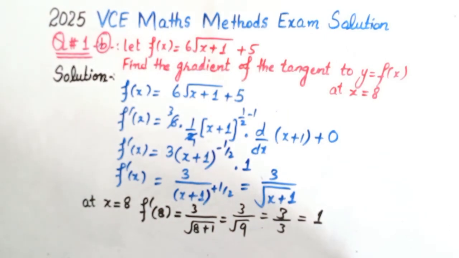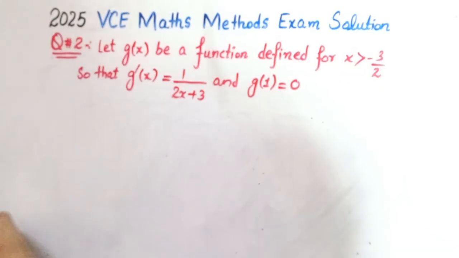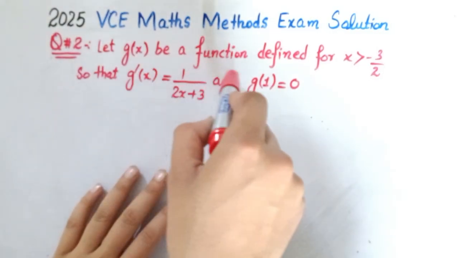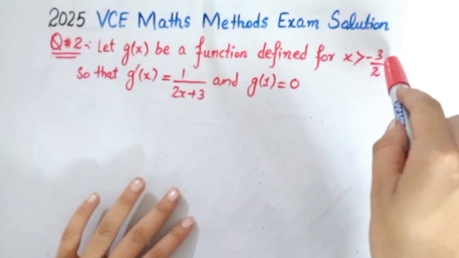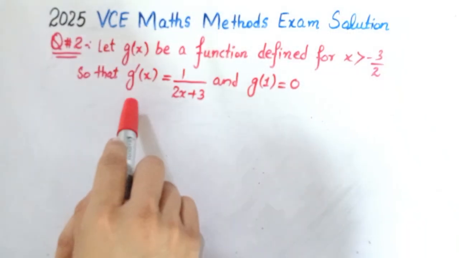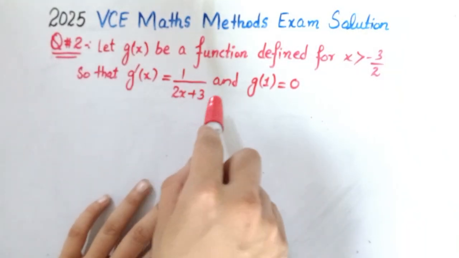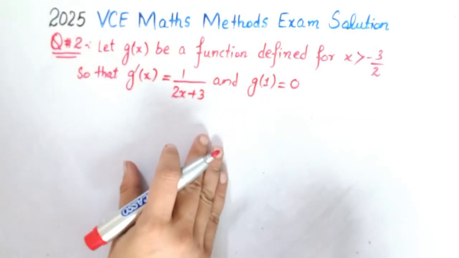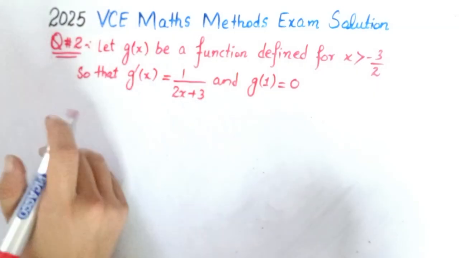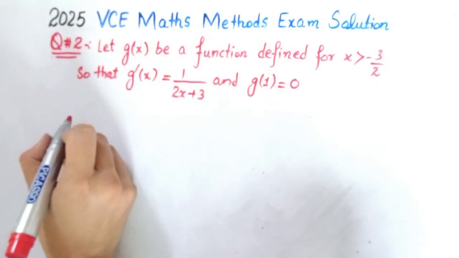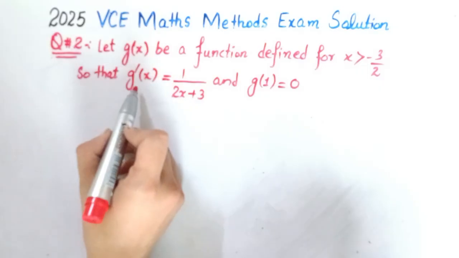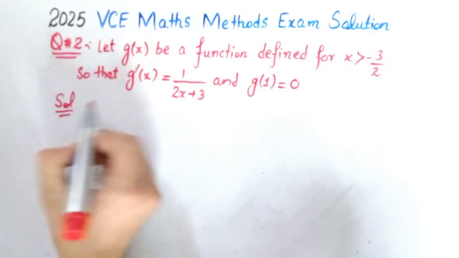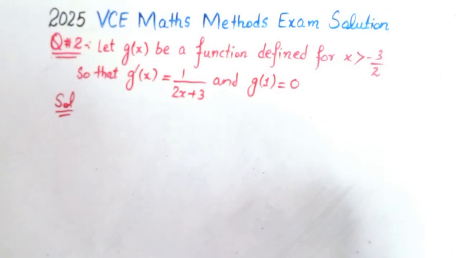Now we will start solving question number 2. We have let g of x be a function defined for x greater than minus 3 by 2, and g dash of x equals 1 by 2x plus 3. You have to find the value of g of x. So how will we start solving this question? The value of the derivative function is given and you have to find the original function. Then you will put the value of x equals 1.